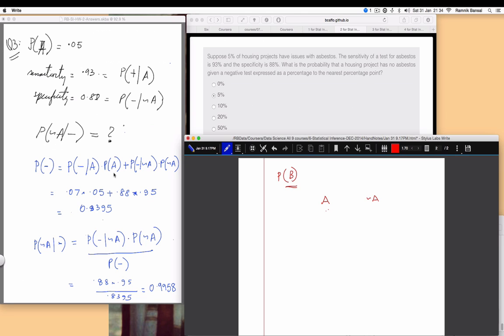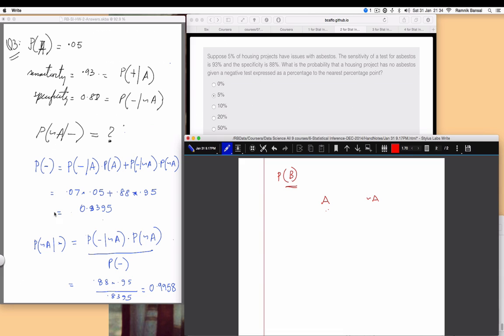The probability of A is known to us, 0.05. Similarly, the probability of minus given tilde A is 0.88. The probability of tilde A is 0.95, because the probability of A is 0.05, so that is 1 minus 0.05. So the probability of minus individually comes out to be 0.8395.